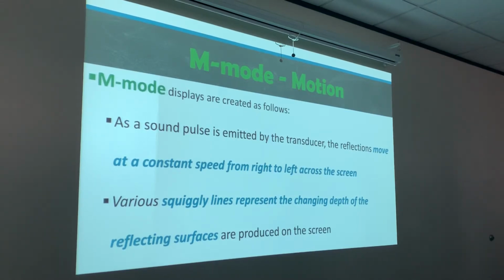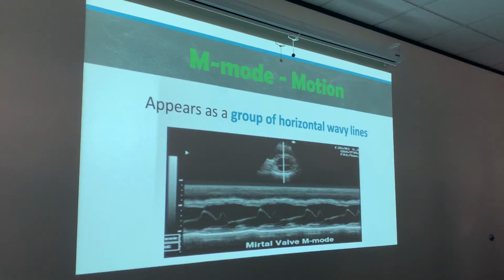And y'all see this when they're doing heart rates. Various squiggly lines representing the changing depth of the reflecting surfaces are produced on the screen. And you see a whole layer of lines. But right where that heart is, you see where it's a little different, right? M-mode, or motion mode, is associated with temporal resolution, the resolution that affects the time, because you want to accurately display the time. Otherwise, we wouldn't get an accurate heart rate or heartbeat if we didn't have great temporal resolution when we're dealing with motion mode, or M-mode. It appears as a group of horizontal wavy lines.